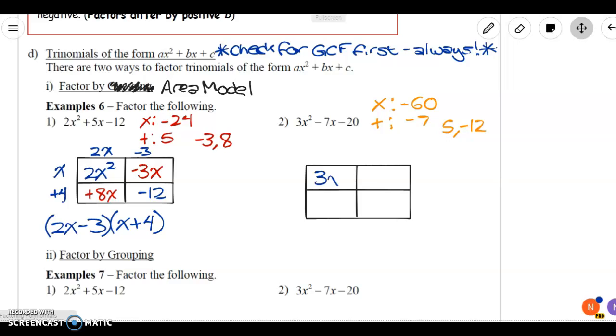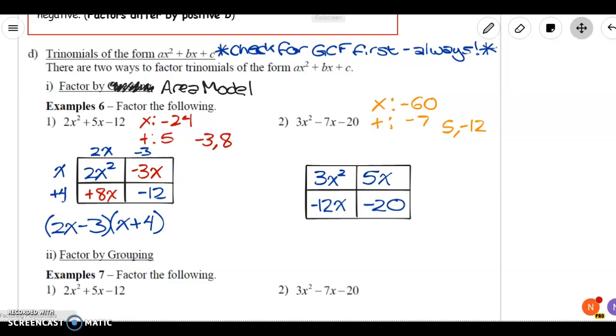3x squared in the top left corner, minus 20 in the bottom right corner, and our negative 7x is being replaced with 5x and negative 12x. And again, it doesn't matter which of those two goes in each place, it's just going to change the order of your factors. Let's go ahead and find the greatest common factor for each column and each row, and we're going to go a little faster this time.